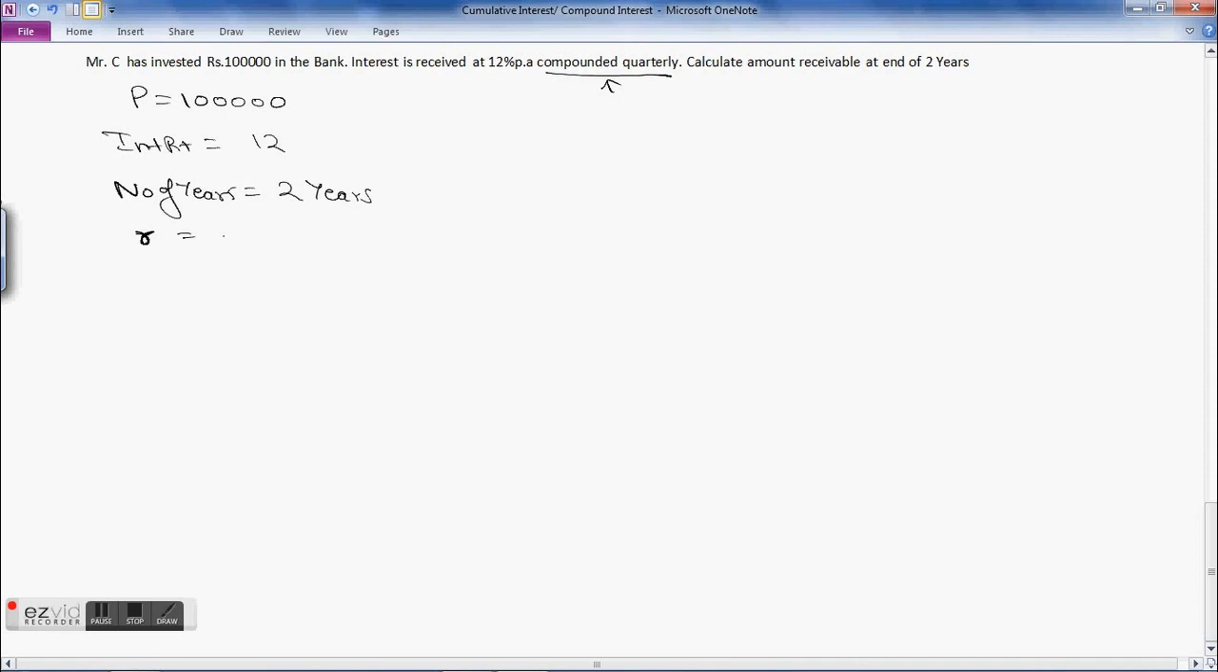So since it is compounded quarterly, that is once in 3 months, number of times that interest is compounded per annum is how much? 4 times, correct? Since the interest rate is per annum, we need to calculate this. This is the number of times interest is compounded annually.